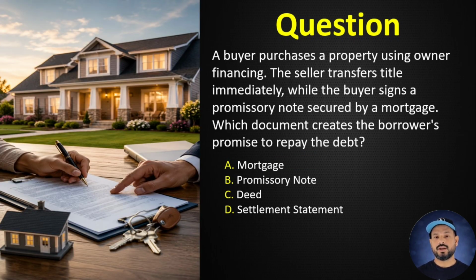Question number 21. A buyer purchases a property using owner financing. The seller transfers title immediately while the buyer signs a promissory note secured by a mortgage. Which document creates the borrower's promise to repay the debt? A. Mortgage. B. Promissory note. C. Deed. D. Settlement statement. Correct answer: B. Promissory note. The promissory note contains the borrower's promise to repay the loan.